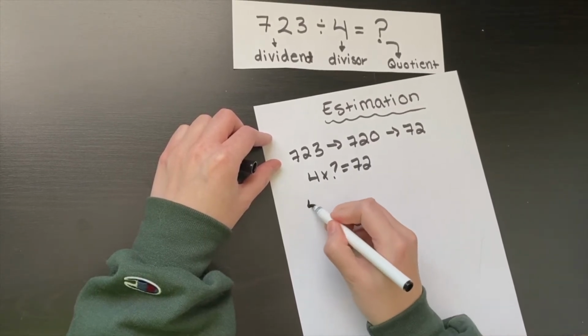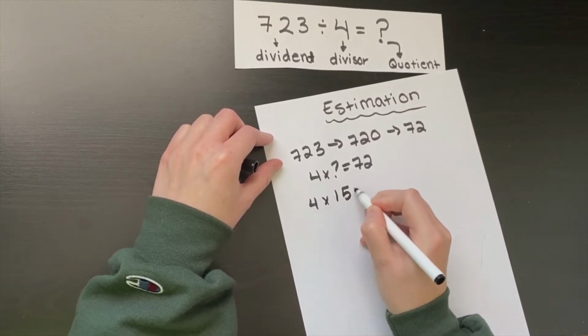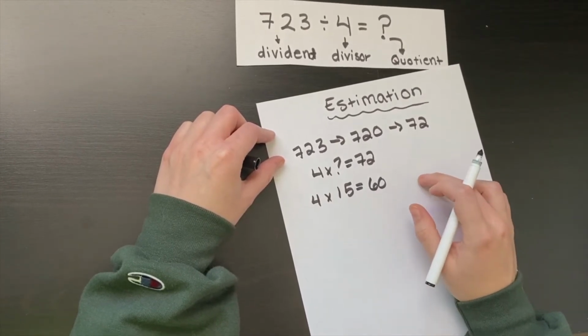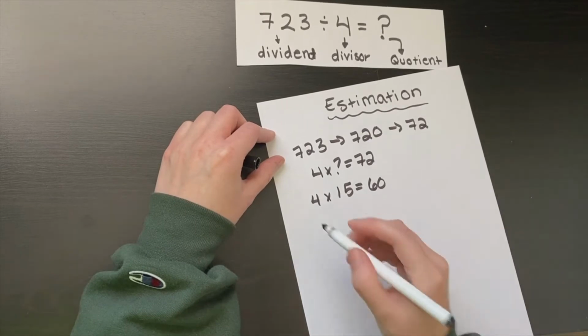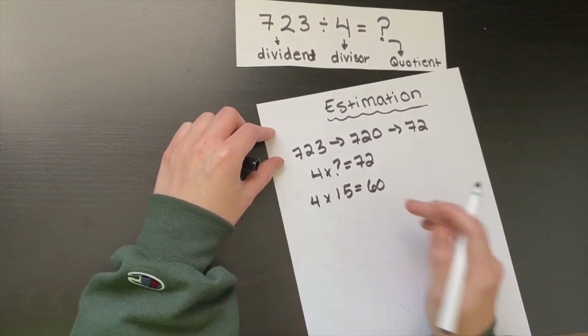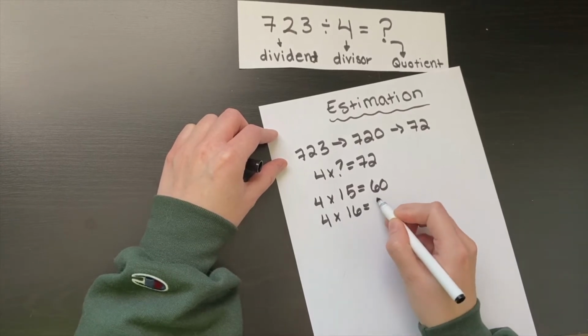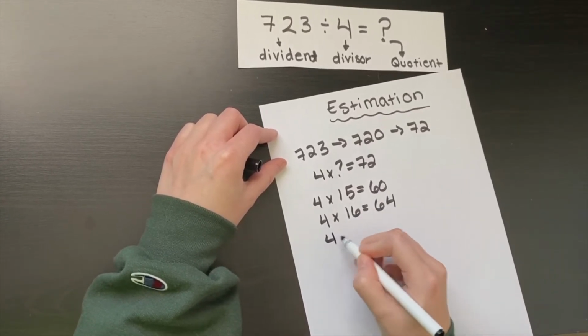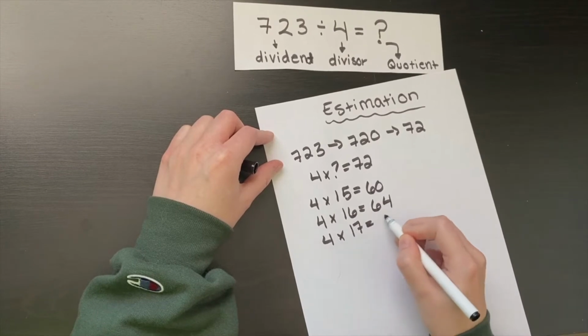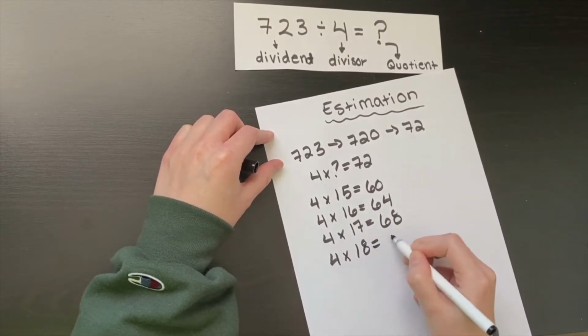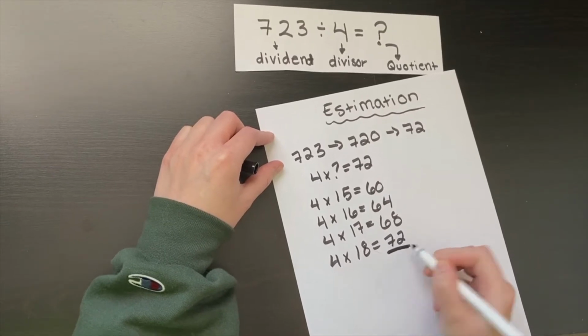So we know that 4 times 15 equals 60 because it's easy to count 15, 30, 45, 60. But that's not quite 72, so we need to keep working up. 4 times 16 equals 64. 4 times 17 equals 68. 4 times 18 equals 72. That's what we were looking for.